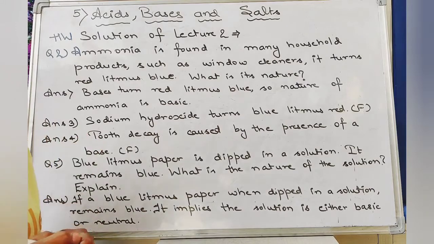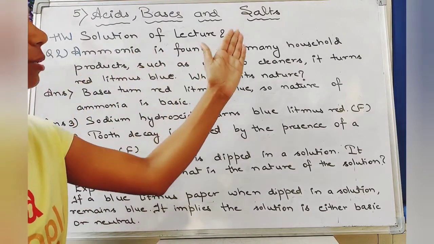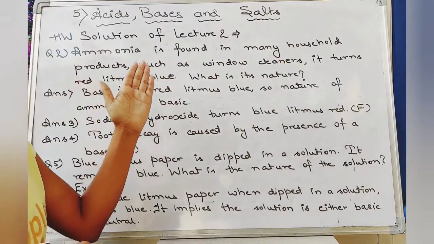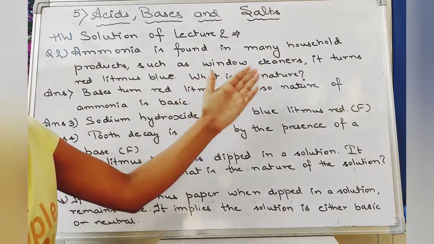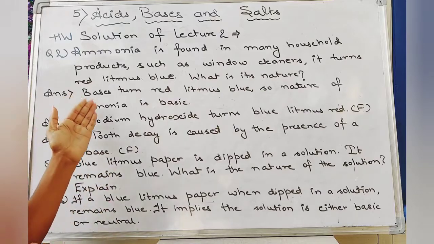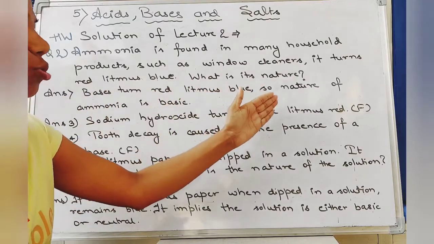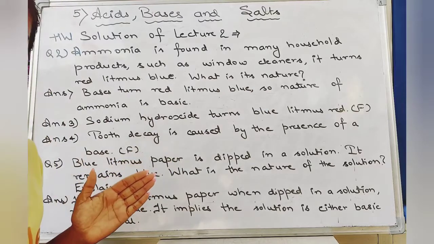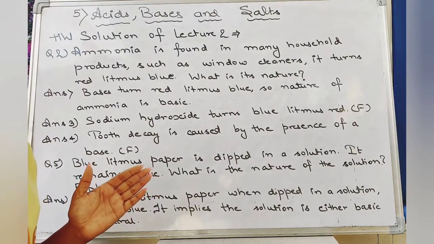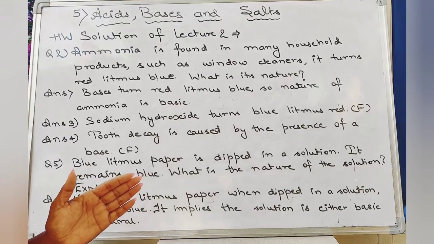Question number 2, children. Ammonia is found in many household products such as window cleaners. It turns red litmus blue. What is the nature? Bases turn red litmus blue. So the nature of ammonia will be basic. As I had told you in the lectures, bases convert red into blue.